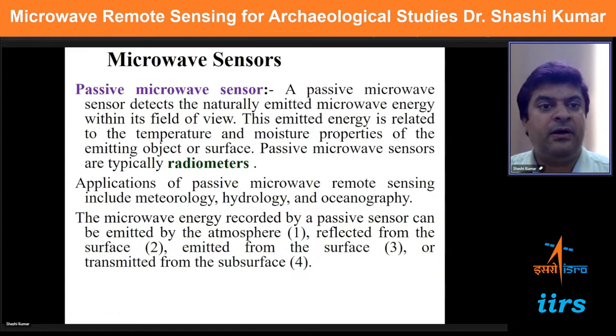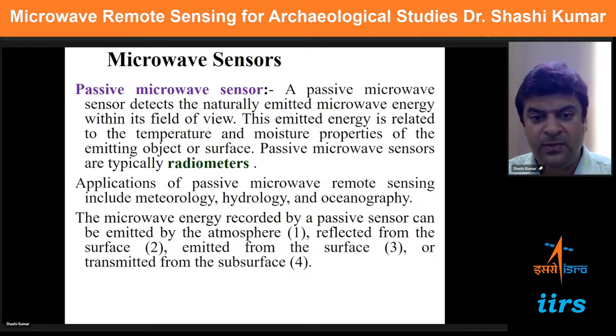Now, there are different sensors like passive microwave sensors and active microwave sensors, because microwave remote sensing is categorized into passive and active. A passive microwave sensor detects the naturally emitted microwave energy within its field of view. The example is the radiometer. So when we have the word radiometer, it means that we are talking about a passive microwave sensor. There are different applications of passive microwave remote sensing in meteorological, hydrological, and oceanographic applications.